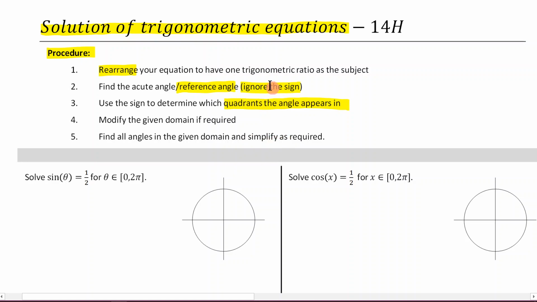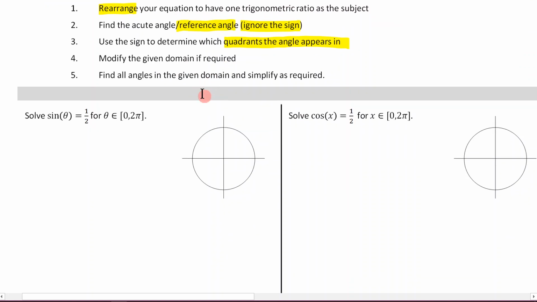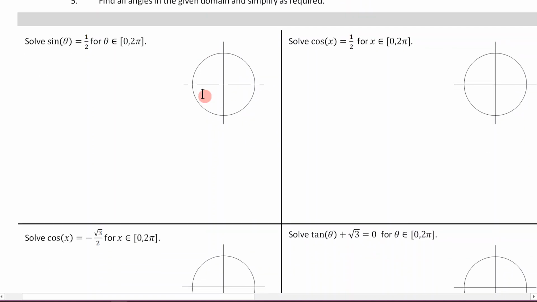So at the moment, that's not going to make much sense, but once we jump into some examples here, it will make perfect sense. So let's start with the first one here. It says solve sine of theta is equal to a half, for theta is an element of 0 to 2 pi. Okay, what should we be visualizing when we're given a question like this?